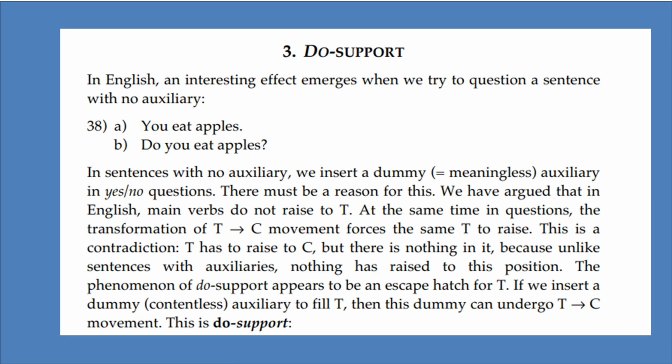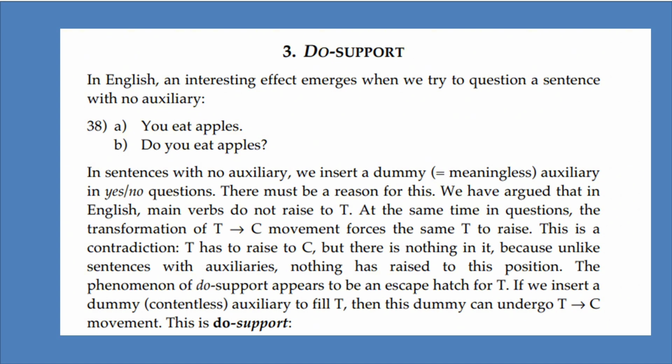In English, an interesting effect emerges when we try to question a sentence with no auxiliary. You eat apples. Do you eat apples? In sentences with no auxiliary, we insert a dummy or meaningless auxiliary in yes or no questions. There must be a reason for this. We have argued that in English, main verbs do not raise to T. At the same time, in questions, the transformation of T to C movement forces T to raise. This is a contradiction. T has to raise to C, but there is nothing in it, because unlike sentences with auxiliaries, nothing has raised to this position.